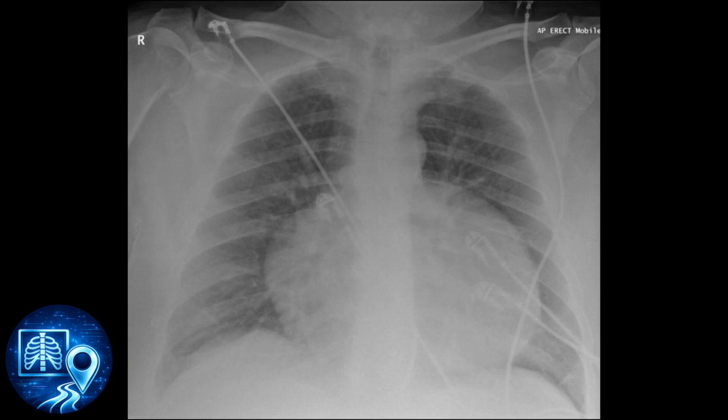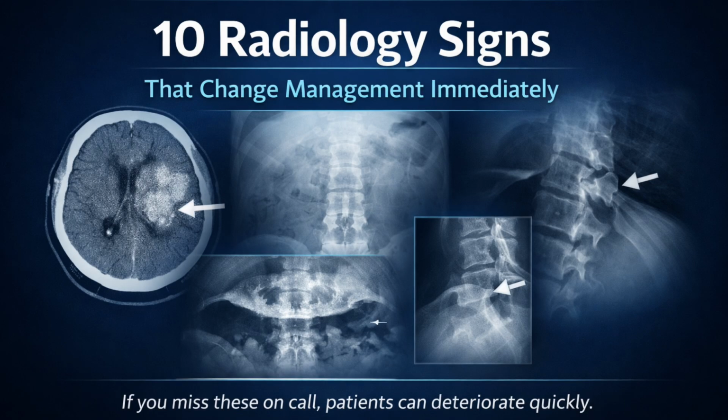These are 10 radiology signs that can change management immediately. If you're on call, recognizing these patterns can make the diagnosis in seconds.